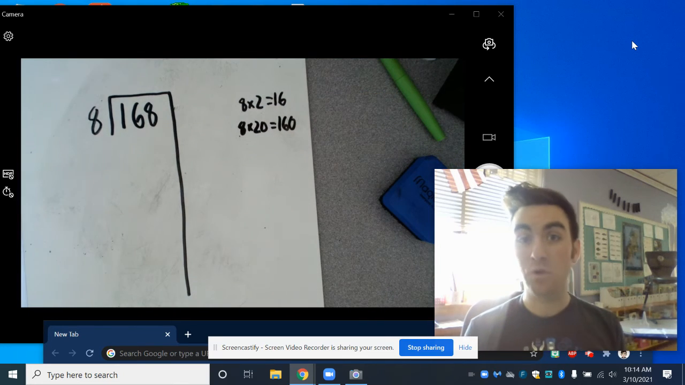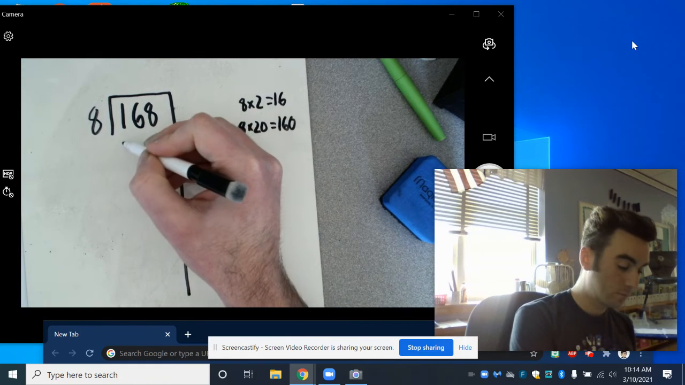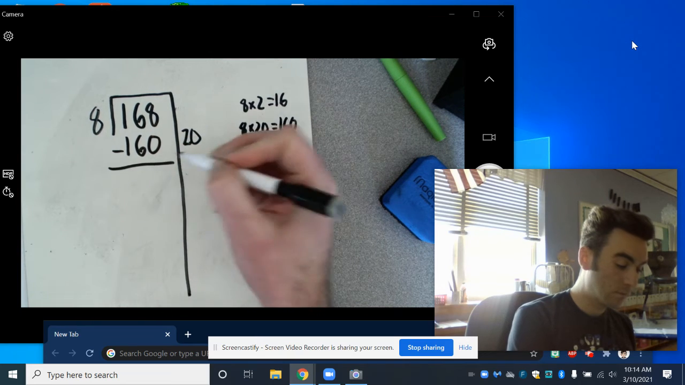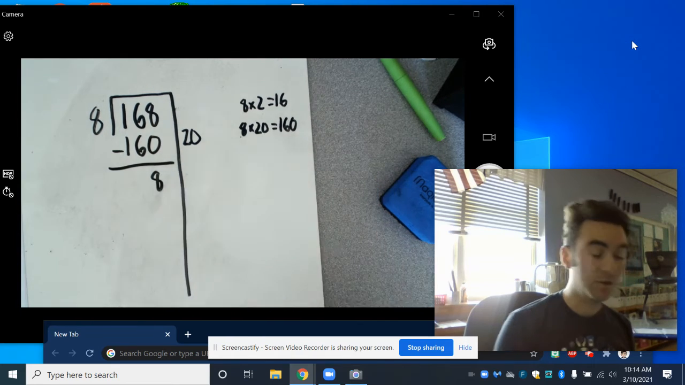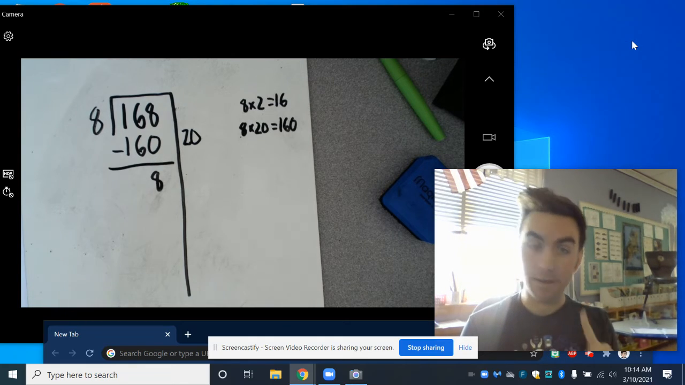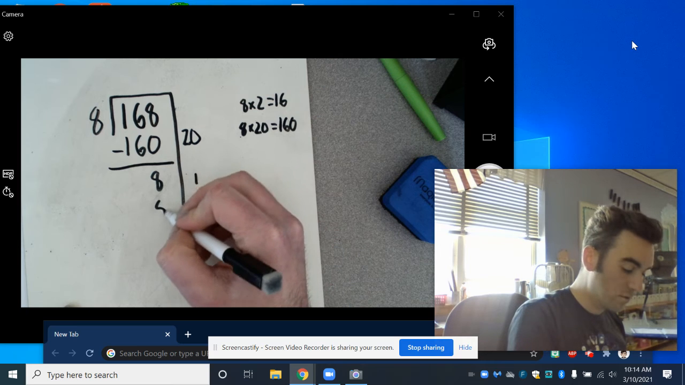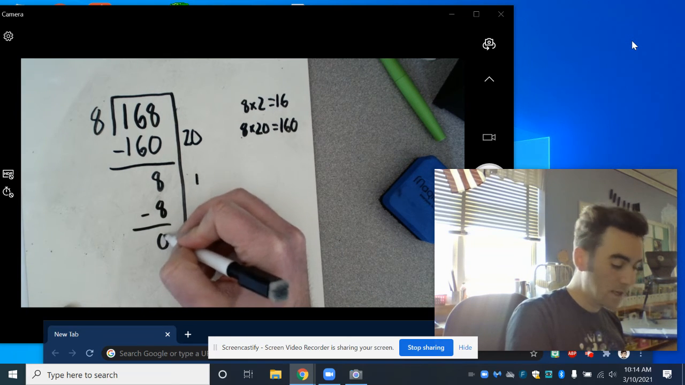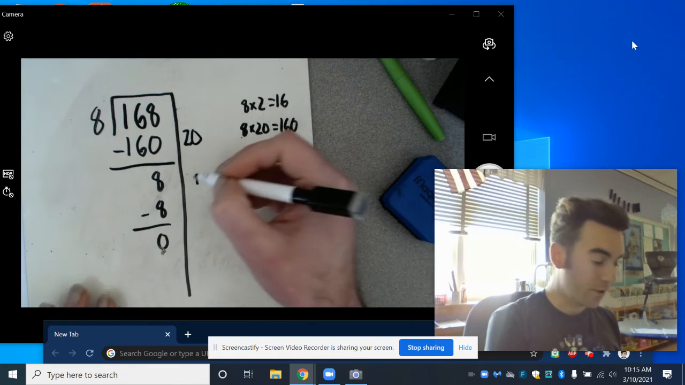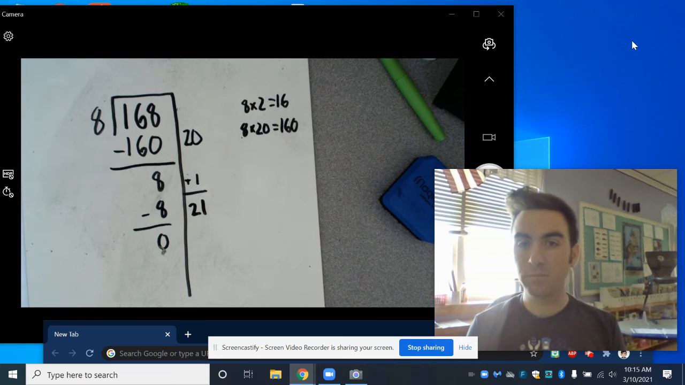So I'm going to take out 20 groups of 8. And I'm left with just 8 left over. Well, I know that 8 goes into 8 one time. So I'm going to take out one group of 8. And I have no remainders. Then I add up my partial quotients. So 20 plus 1 is 21.